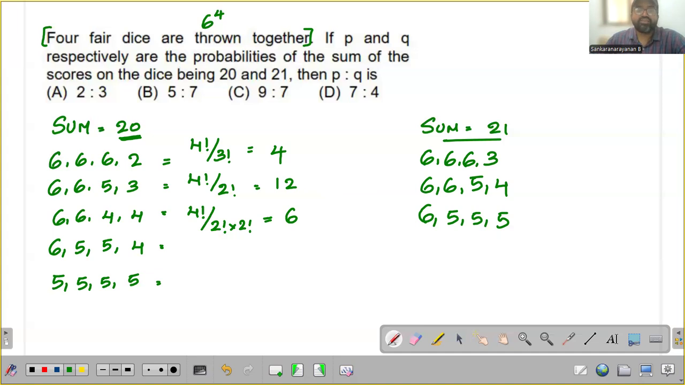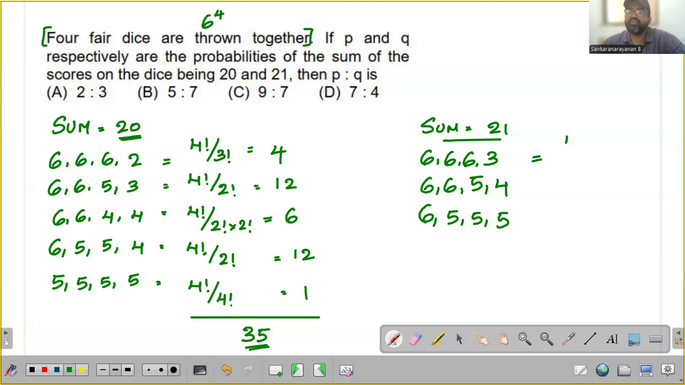Now 6554, again 4 factorial divided by 2 factorial, which is equal to 12. And 5555, only one way it will come: 4 factorial by 4 factorial, only one way. So the total number of ways in which the sum is equal to 20 is 12 plus 12, 24, plus 1, 25, plus 6, plus 4, the total comes here as 35. There are 35 ways wherein you can get the sum equal to 20 when you are choosing 4 fair dice.